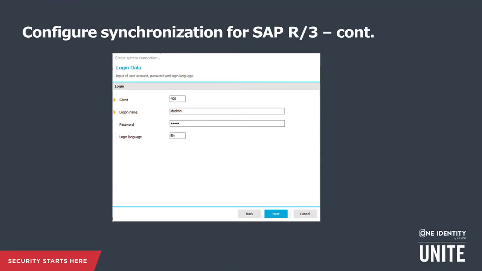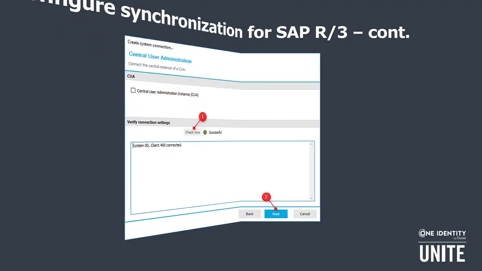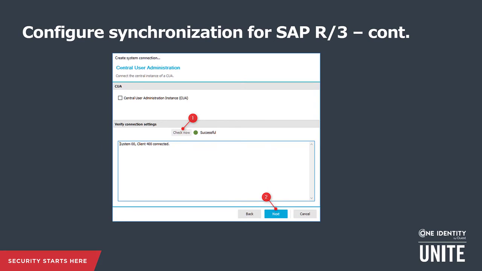Finally, the client-specific information is required. The client ID of the client that is going to be managed from OneIdentity Manager, as well as the service account name and the password. Once the information is entered, a connection test can be performed. If the connection succeeds, the next steps of the connector configuration can be performed.